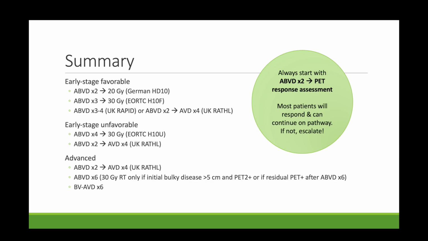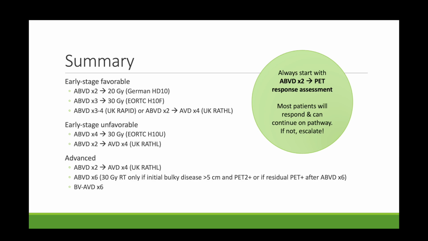For early stage unfavorable, we have to give a little bit more chemo. So ABVD times 4 followed by 30 gray, or ABVD times 2 followed by AVD times 4. And then for advanced disease, again, the UK RATHL paradigm is possible. So ABVD times 2 followed by AVD times 4, or ABVD times 6 with consideration of 30 gray involved site radiotherapy only if they had initially bulky disease and PET positive after 2 cycles of ABVD, or if they continue to have residual PET positive disease after the full 6 cycles of ABVD.